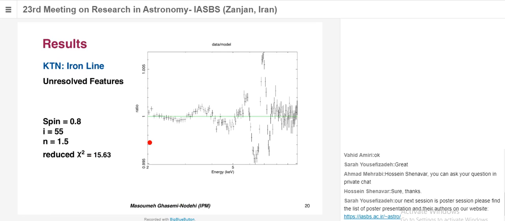But if we repeat this calculation with the eXTP mission, we see that for spin 0.8, inclination 55, and n 1.5, the reduced chi-square is not good, and there are unresolved features. So we expect to constrain our parameter in this case.